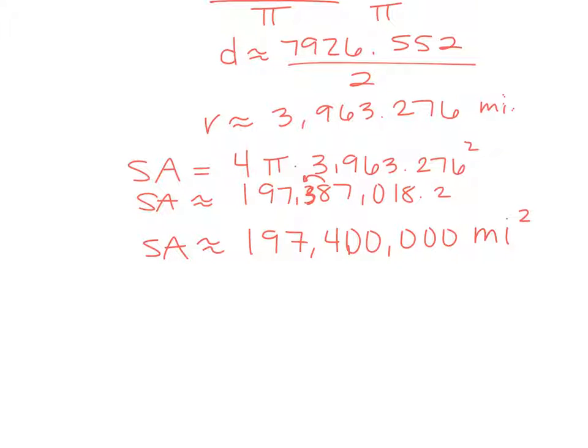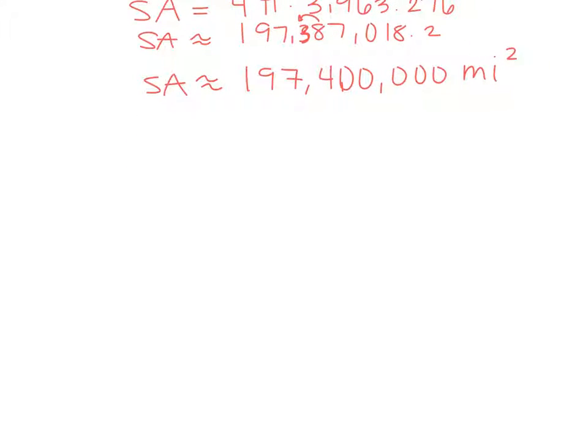But if you divide by 2 pi, make sure you put parentheses around the 2 pi, because your calculator is going to think you're dividing by 2 and then multiplying the whole thing by pi, and that's not what we want to do. So just be careful with that. I'm going to show you in a little bit where that really comes into play. But that is surface area, okay?